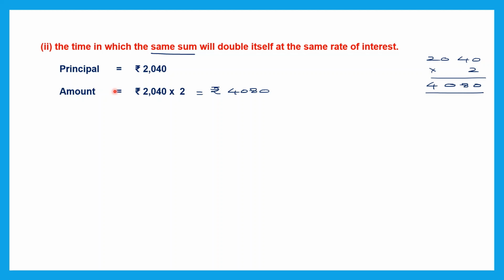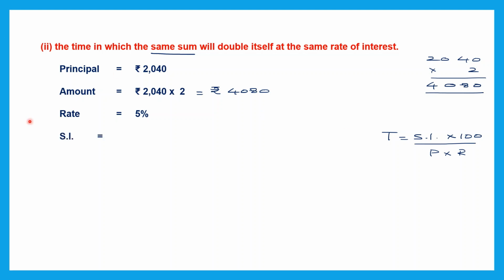So we have the principal because it says same sum as the previous one. Then we have the amount because it says this will double itself. That's why we multiplied by 2. Now it says same rate of interest. That means the rate of interest was 5%. Now we need to find the time, isn't it? To find the time, what is the formula? The formula is simple interest into 100 divided by principal into rate. Do we have all these values? Principal we have, rate we have, but we don't have simple interest. So after we find simple interest, we can find the time. So let's find simple interest first.